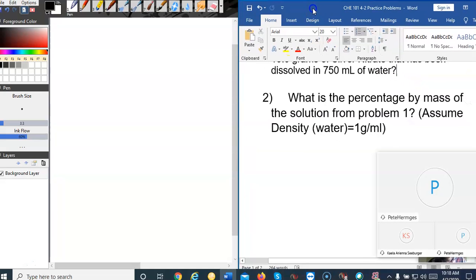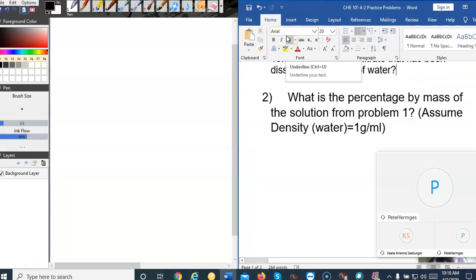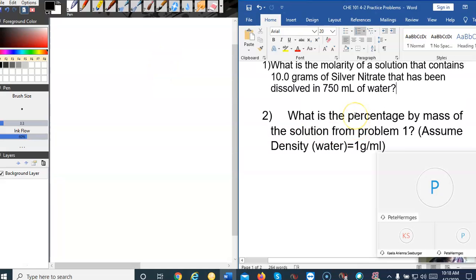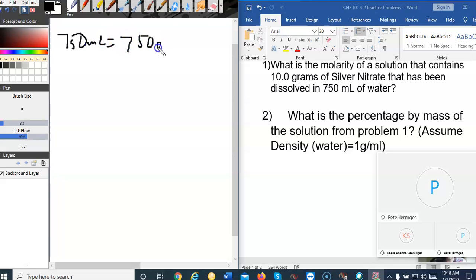Okay, so in this one, you're supposed to add them. You see how I say here that the density is 1 gram per mL. So if I have 750 mL of water, we're going to assume that's 750 grams of water. So in this case, you'll just do 10 divided by 760 times 100. As simple as that.